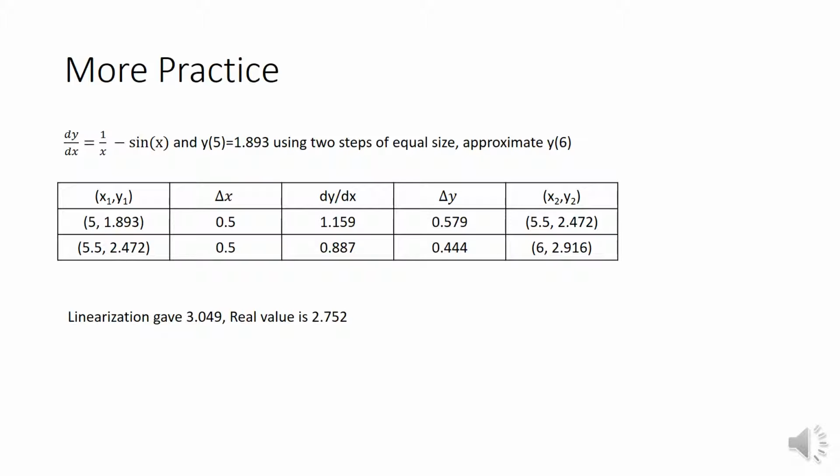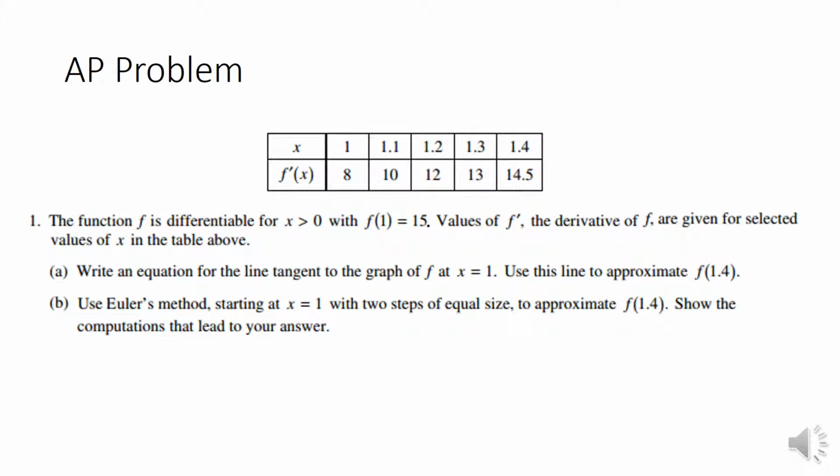So what you can see here is that this is more accurate than our linearization. The linearization for this problem gave us an estimation of 3.049, and the real value of the function is 2.752. So because of the fact that there are these multiple lines with varying slopes which more closely approximate the function, you're going to be getting a more accurate answer than with just the linearization.